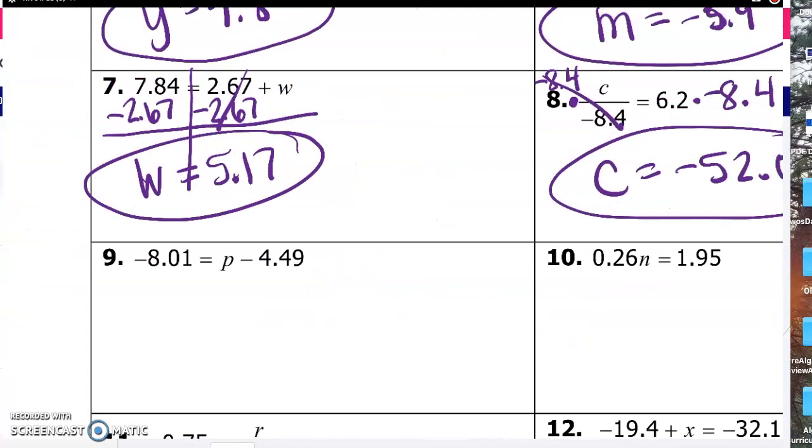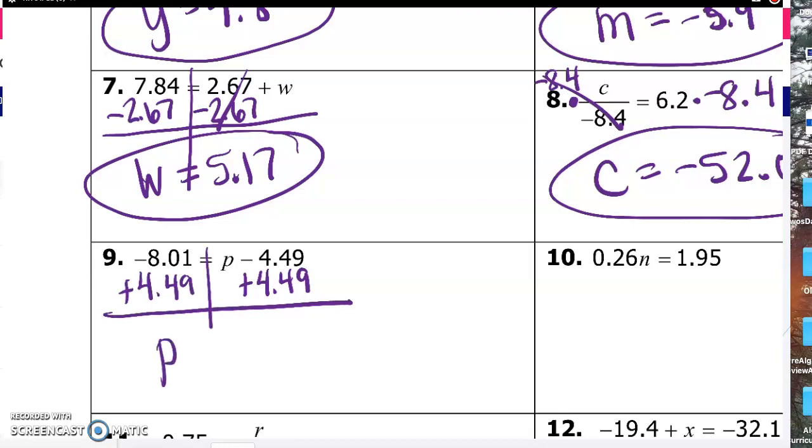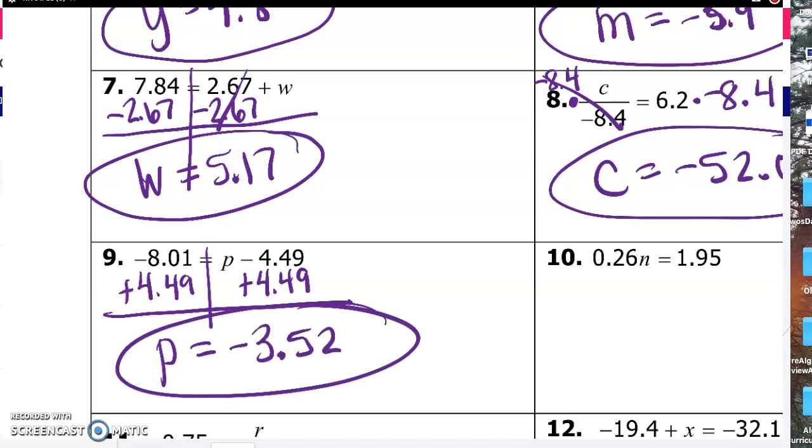Number 9, we have P minus 4.49. So to get rid of minus, we need to add 4.49 to both sides. So again, I'm going to flip it to P equals negative 8.01 plus 4.49 gives me negative 3.52 for my final answer. So again, in your calculator, you would do negative 3.52 minus 4.49 to make sure you have the correct answer.